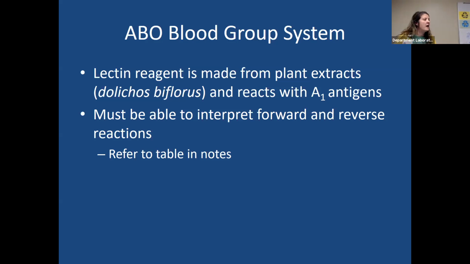Okay. You guys spend some time as you're studying going over forward and reverse reactions. Make sure you can interpret straightforward types as well as discrepancies. And at the end of this review, I have added some examples that we're going to go through. All right. So please make sure you can do that. You will see several on this exam, or you will have ABO interpretations, I promise.